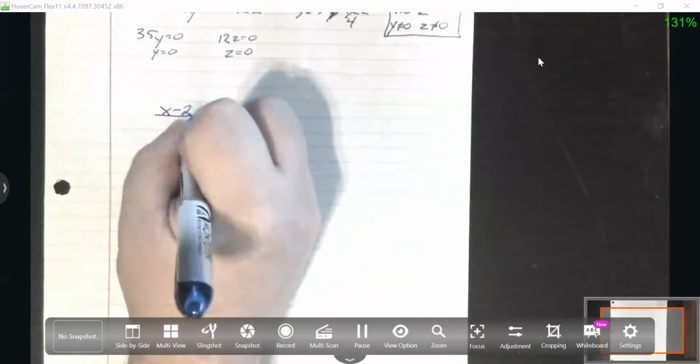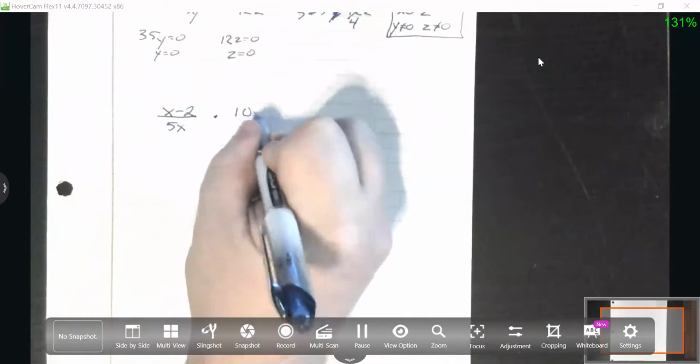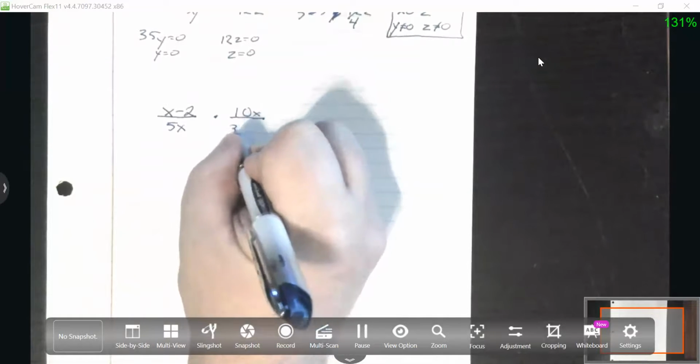How about x minus 2 over 5x times 10x over 3x squared minus 12. So again, we're taking two rational expressions and we are multiplying them. First step is to factor everything.